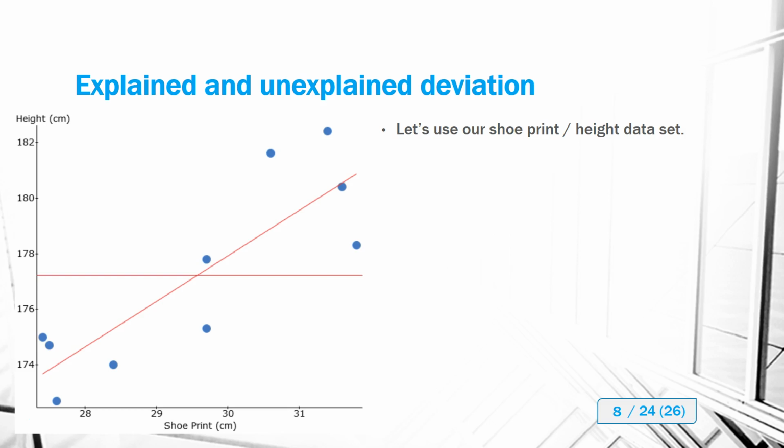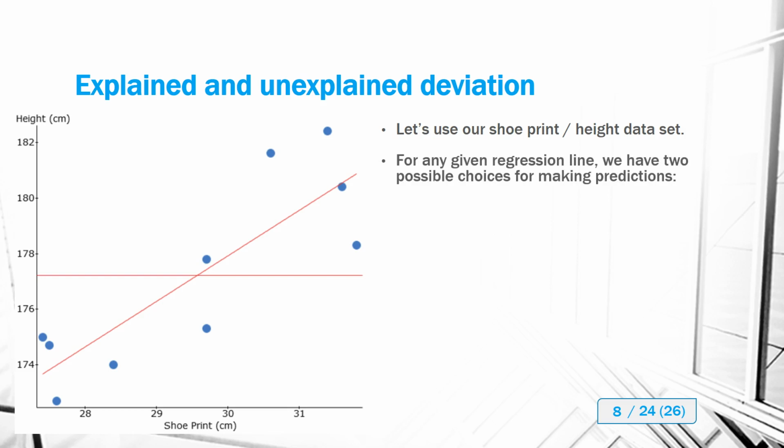This brings us to the concept of explained and unexplained variation. Again, let's use our shoe print and height data set to illustrate this concept. Here on the screen, you're seeing a scatter plot of the 10 data points that we used to make our regression equation. The slanted red line in the middle of the scatter plot is the regression equation. This is the line of best fit for the data points. The horizontal red line that you see is the actual mean value of the y's.